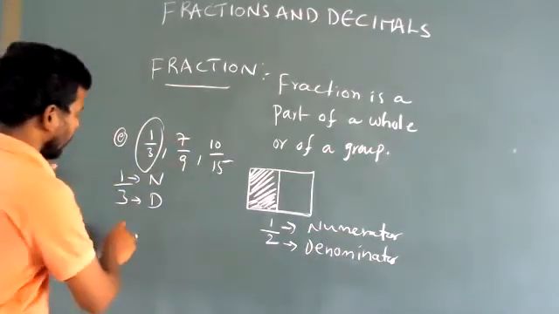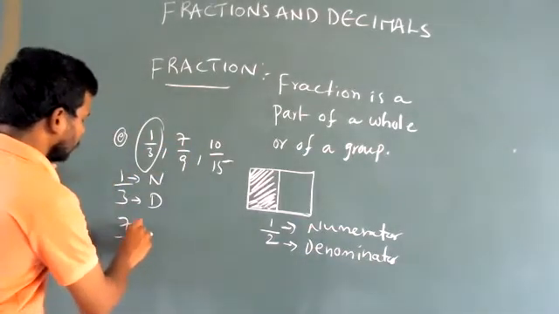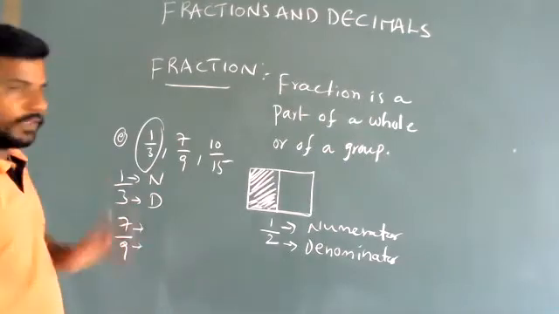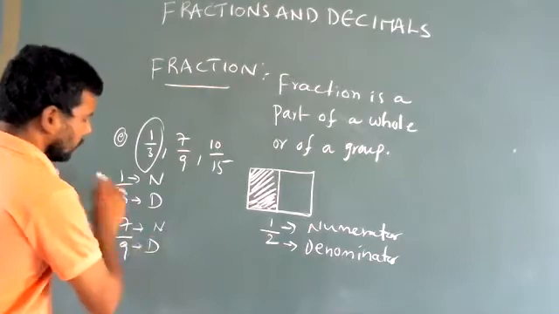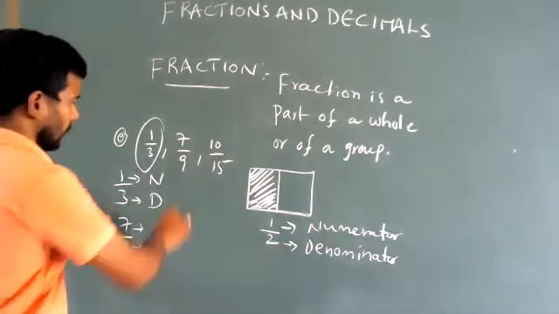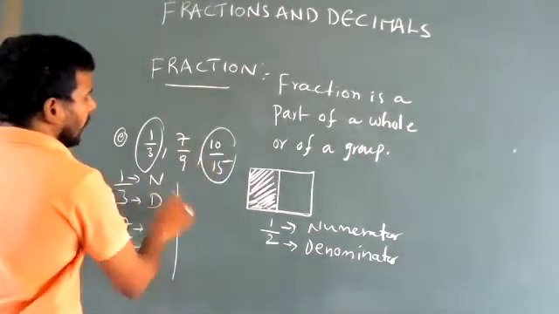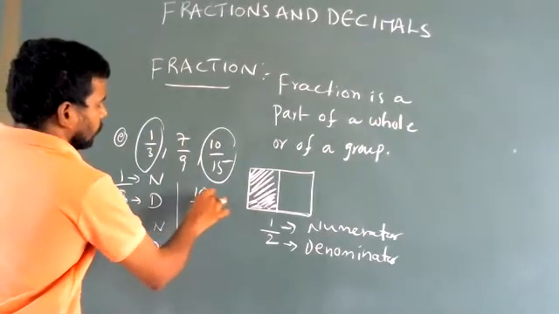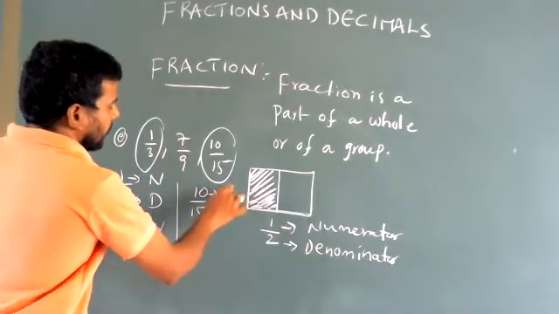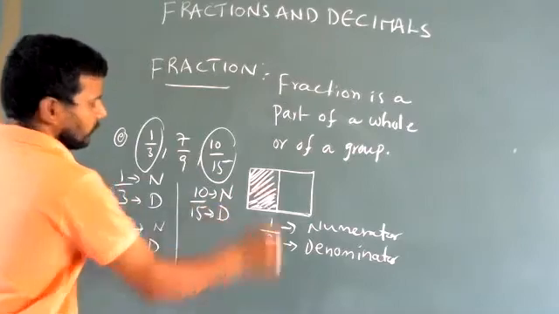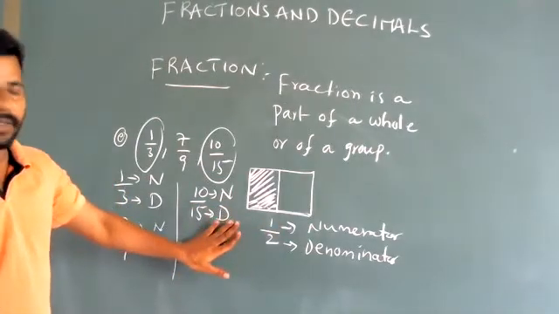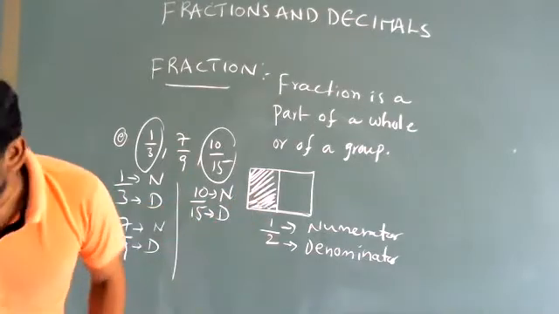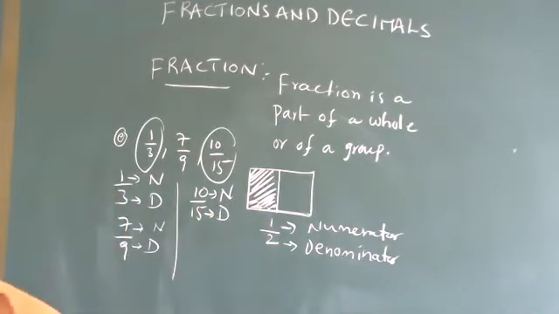Now take 7 by 9. What is the numerator? 7 is the numerator. 9 is the denominator. Now take 10 by 15. So 10 is called the numerator. 15 is called the denominator. 15 is called what, children? Denominator. Clear?